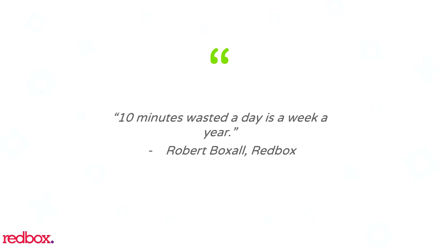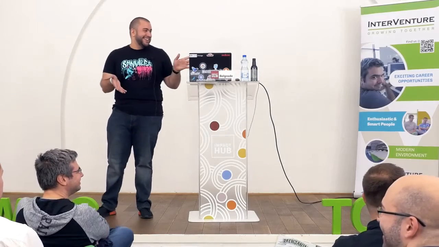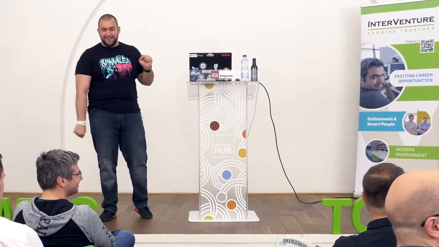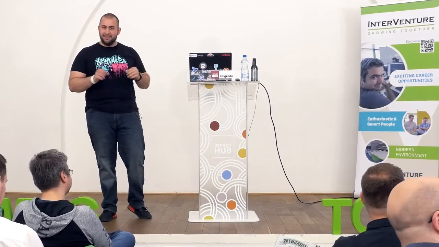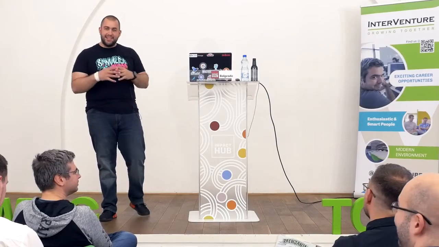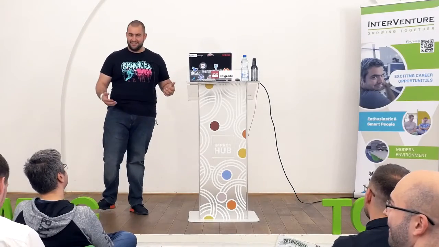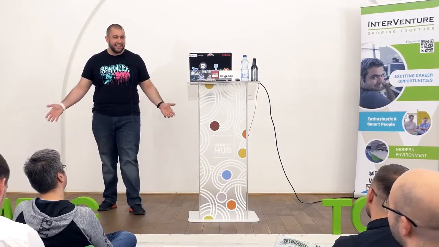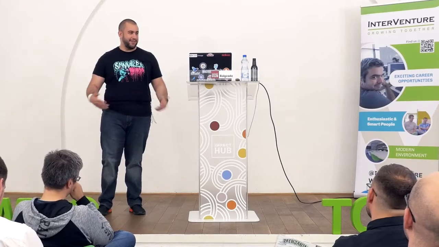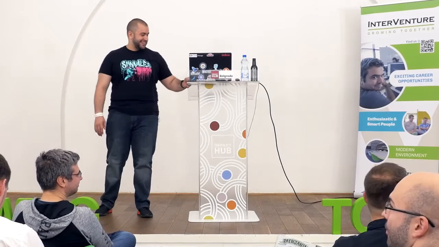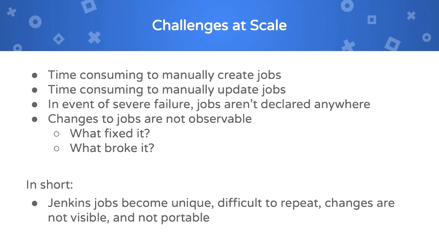A great quote is 10 minutes wasted a day is a week a year, right? While you can very well keep your configuration and do your Jenkins jobs maybe 10 minutes a day, you add that up, that adds to a week. That's a release. That's a feature that could have gone out the door. That's a vacation, right? So the model I presented earlier, it works. Obviously, you can make your Jenkins jobs manually. There's nothing wrong with it. It's a great way to get started.